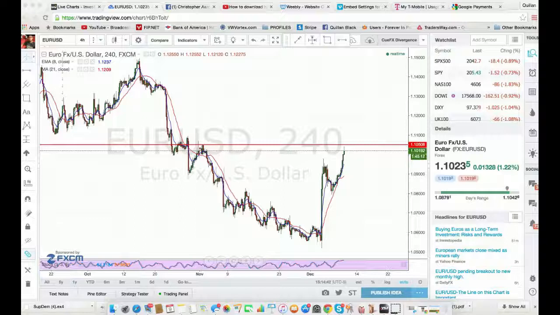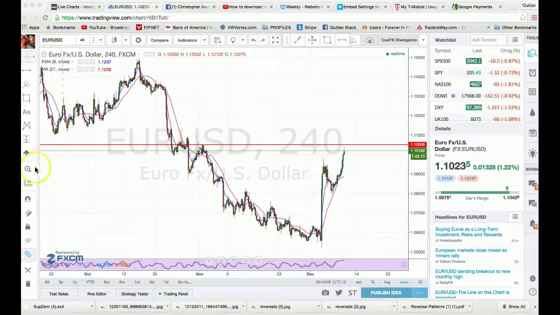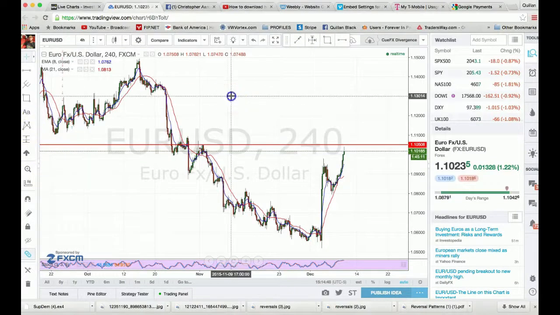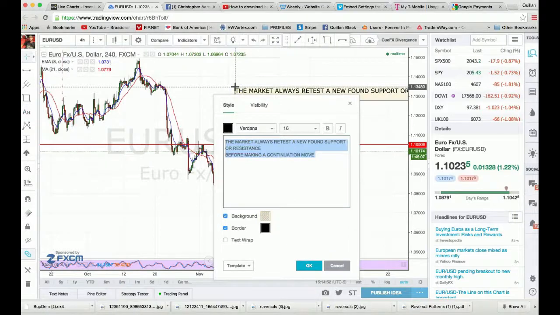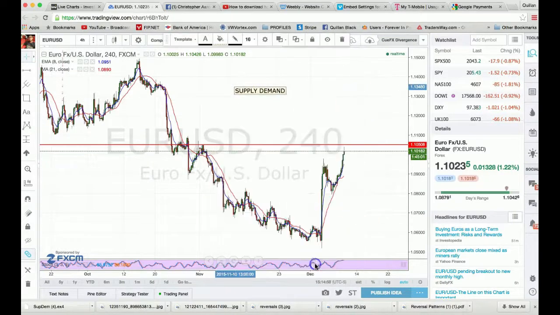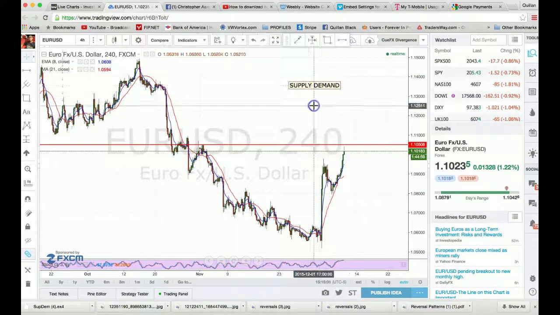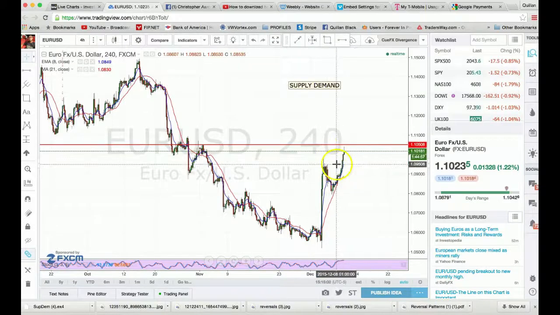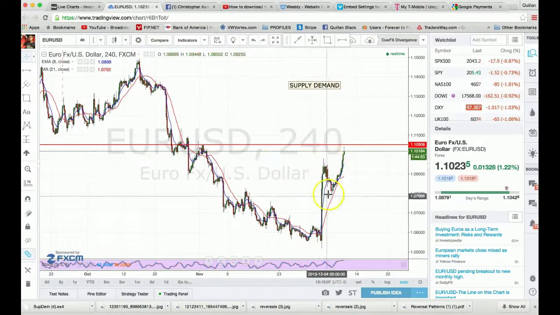What's going on, everybody? Okay, so in this video, we're gonna talk about supply and demand. And let me just write it right here. This is gonna be basically how to draw supply and demand zones and how it could benefit you when identifying reversal points inside the market. Now, as you can see, the market pushed up a bit more from the last video that I showed you guys. It was trying to push up to the next resistance point, which was right here.